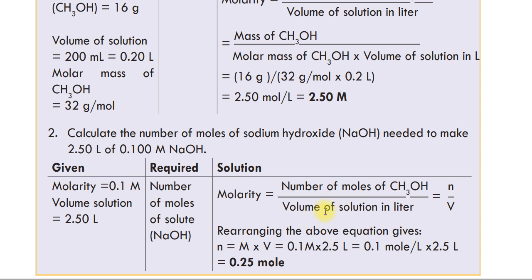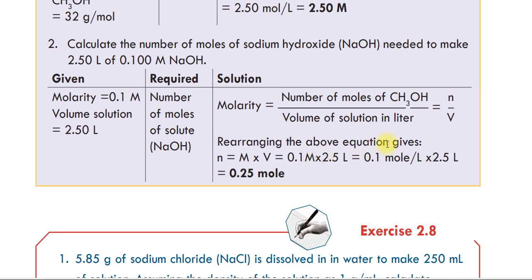Number of mole of sodium hydroxide over volume of the solution in liter, or n over v. So rearranging the above equation gives n equals m times v. So m, what is given? 0.1, and v is 2.5. So multiply them.